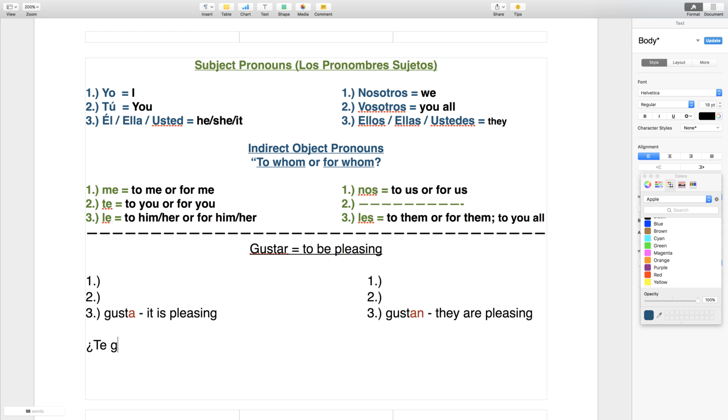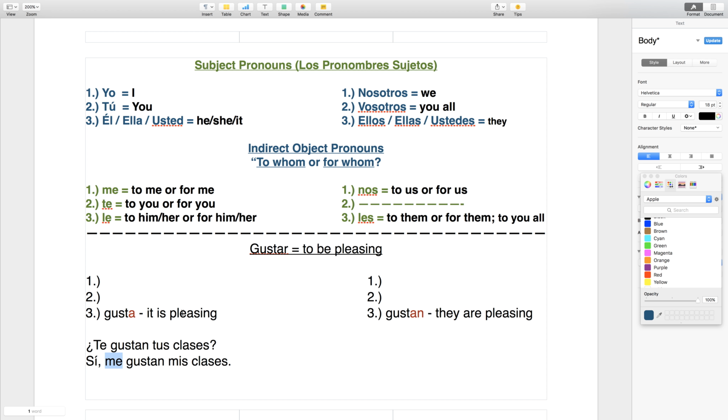Let's look at this right here. If someone were to say, ¿Te gustan tus clases? To you, are they, check this out, are they pleasing, your classes? Because there's more than one class, we have to match everything up with the plural. ¿Te gustan tus clases? Someone said that yes, they do. Sí. Me gustan mis clases.